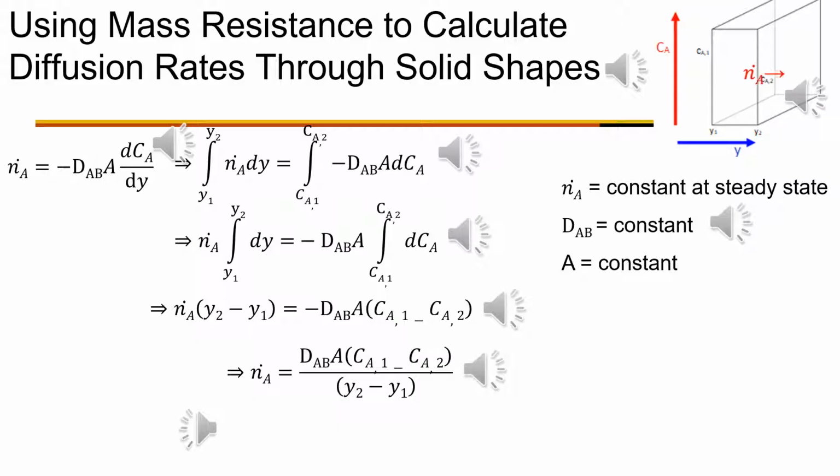You can regard CA1 minus CA2, which has a positive value, as the driving force for the mass transfer.